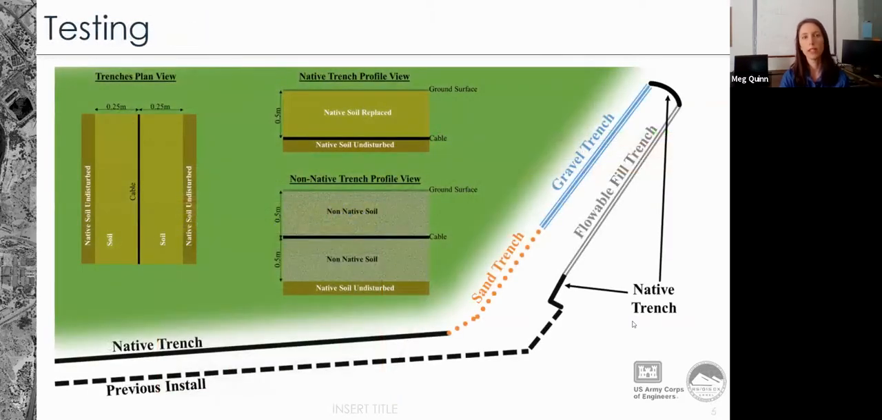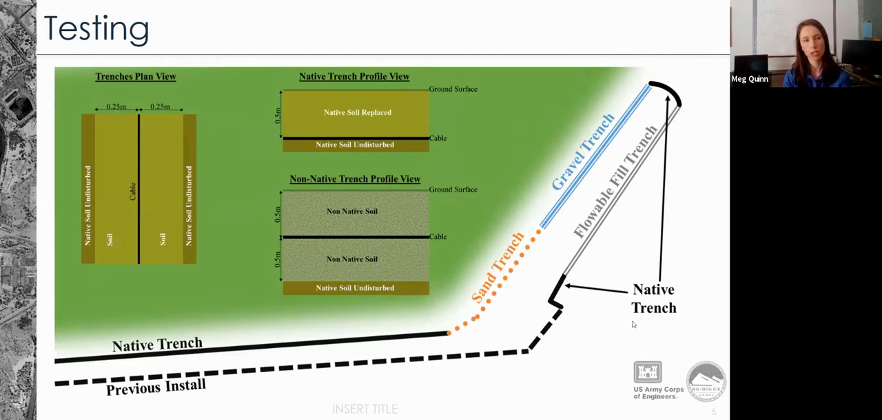So to test this, we installed a new portion of test bed that was spliced into an existing DAS array. We had a previous install that you can see on the bottom of your screen with the dashed line. That was installed 10 years prior.